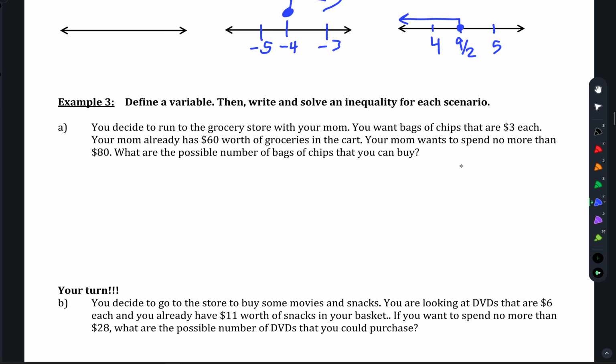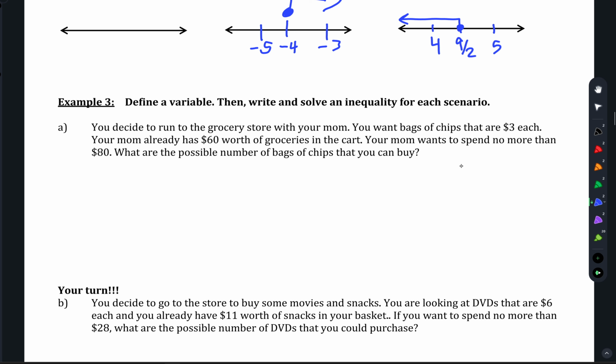All right. We're going to now write our inequality statement. We're going to do basically the exact same thing that we did with equations. We're going to define our variable. We're going to look for totals. We're going to look for those keywords we talked about in Unit 1. You decide to run to the grocery store with your mom. You want bags of chips that are $3 each. Your mom already has $60 worth of groceries in the cart. Your mom wants to spend no more than $80. What are the possible numbers of bags of chips that you can buy?